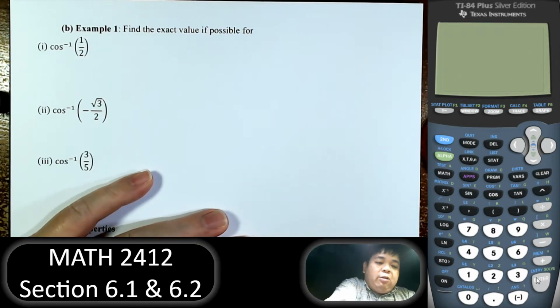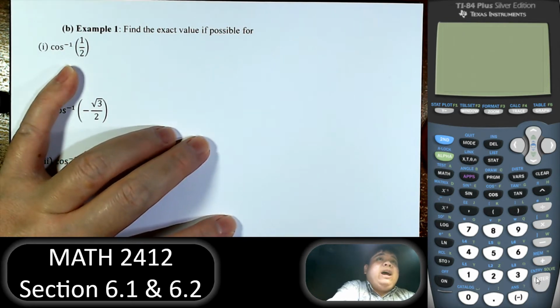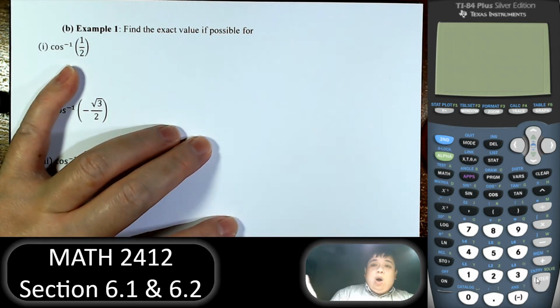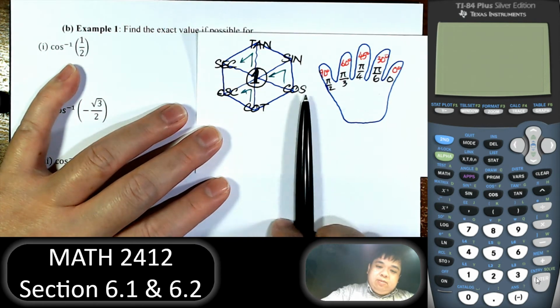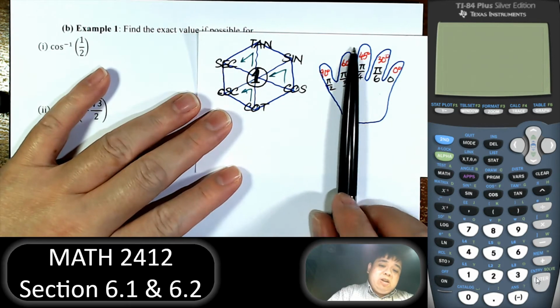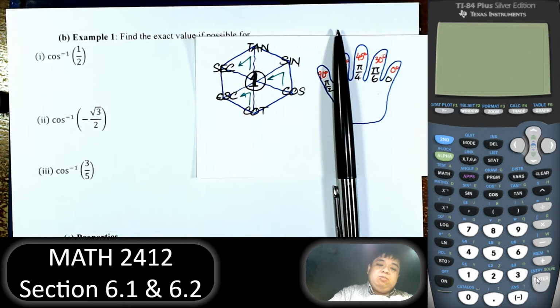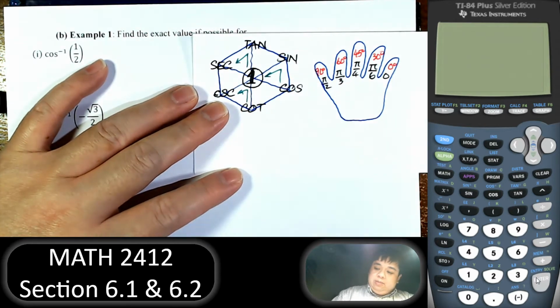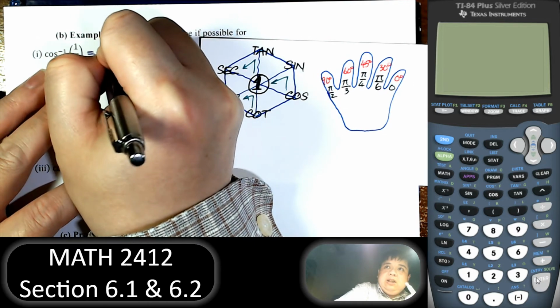Next, find the exact values if possible for cosine inverse of 1/2. Well, 1/2 is one of those special values, right? So 1/2 meaning what? Cosine is the number of fingers on the left. So 1/2, 1 finger, angle is pi/3. So that is exactly pi/3.